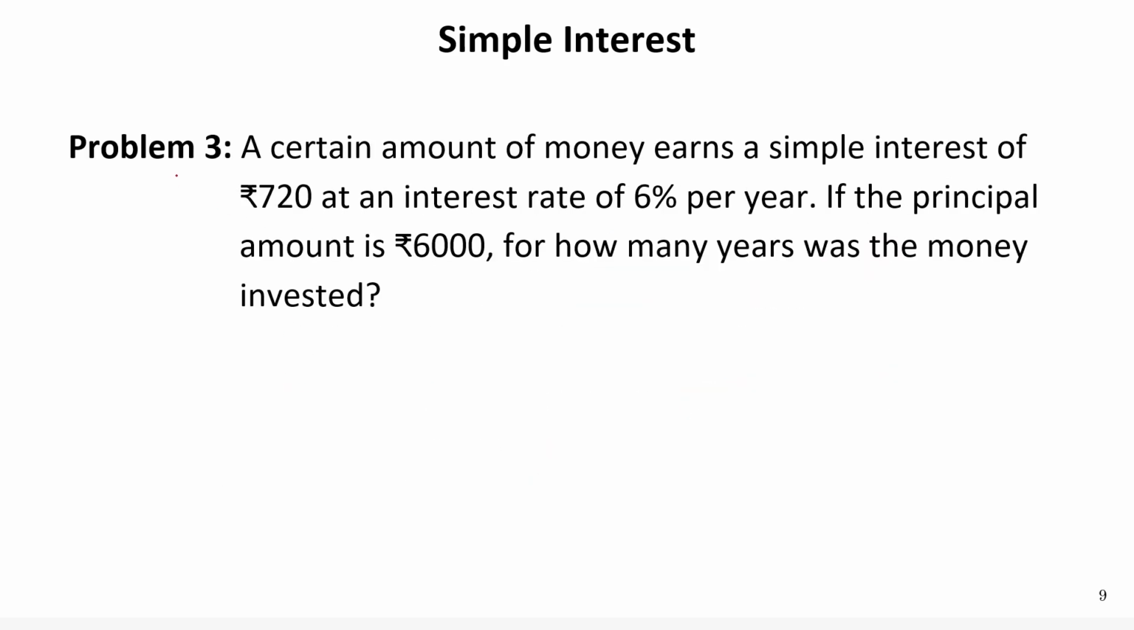So let's see problem number 3. A certain amount of money earns a simple interest of 720 at an interest rate of 6% per year.